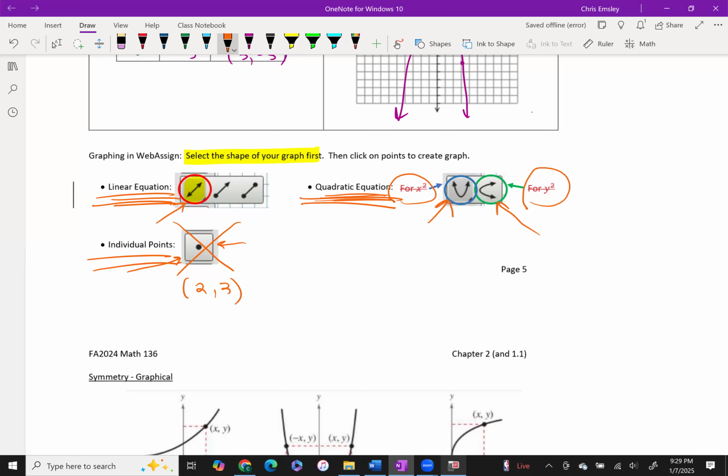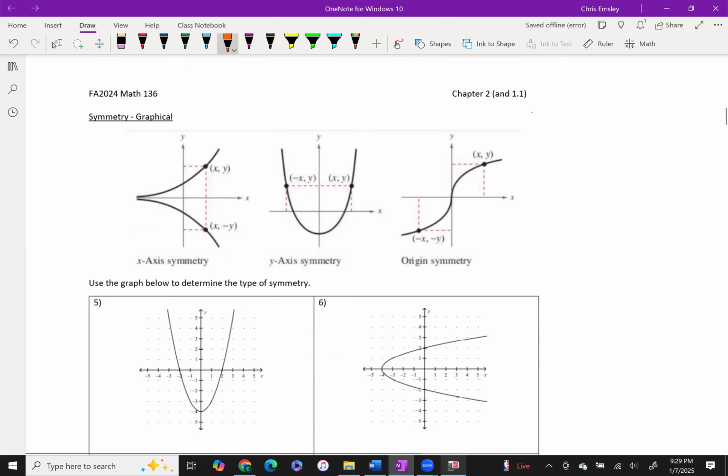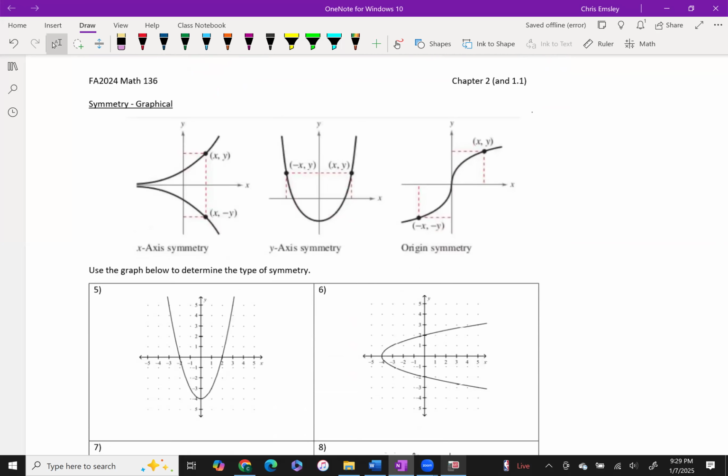Again, ask your instructor if you need help with those WebAssign graphs. Okay, next thing we're going to look at in this section, we're going to talk about symmetry. And symmetry is one of those things that's a little hard to describe. You kind of know it when you see it, but we have a couple examples here.